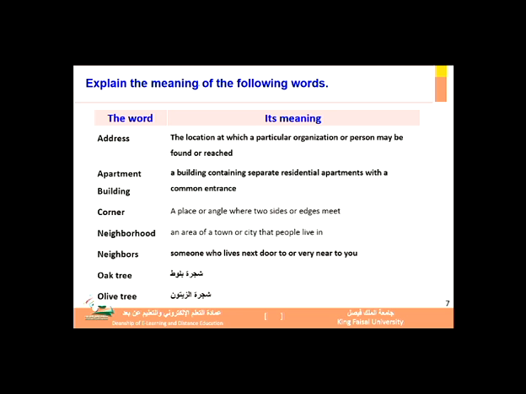Basically, somebody who is living closer to my flat or my house is what I call my neighbor. According to the definition, the word neighbor refers to someone who lives next door to or very near to the person who is speaking or giving the explanation. These are two types of trees. That's the oak tree, which is shajar balut, and the olive tree, which is very famous, shajarat zaytun, as you can see.